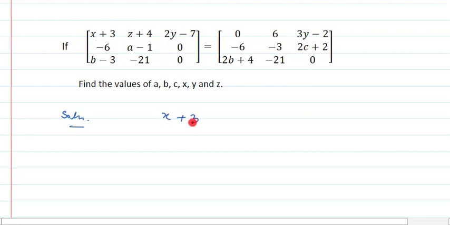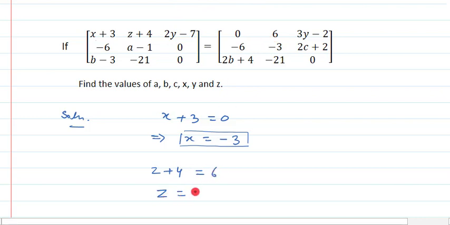X plus 3 is equal to 0, which implies X is equal to minus 3. So this is one of the results. Next we need to find the value of Z. So let us take Z plus 4. This element is A12, so it will be equal to its corresponding element of the other matrix, that is 6. So from here we get Z is equal to 2. So this is the value of Z.